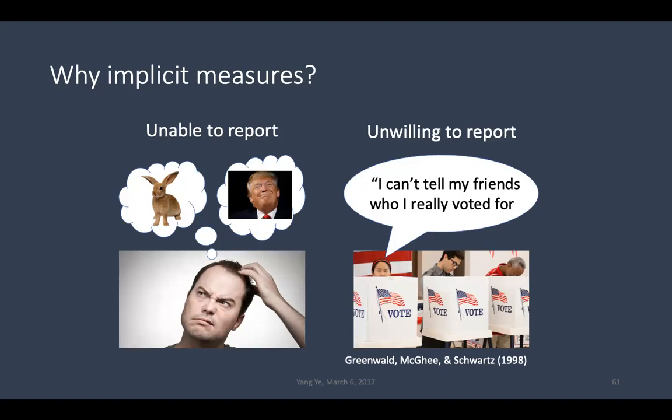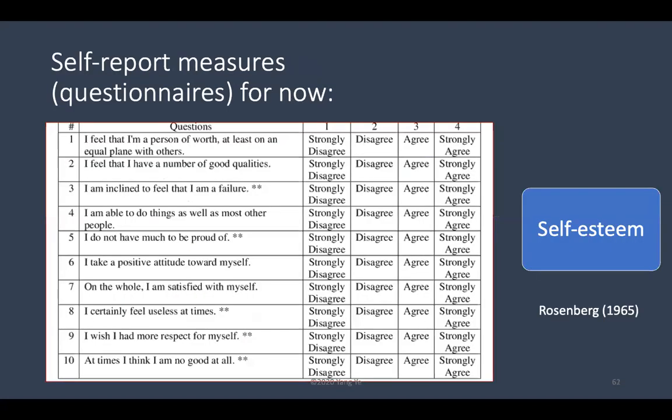So these implicit measures are supposed to overcome these motivations to control your responses and give you a more direct assessment of your gut feelings, or what happens automatically or quickly. You can also see self-report measures, in this case Rosenberg's self-esteem questionnaire, which contains multiple items; a self-esteem measure in particular has 10 items.